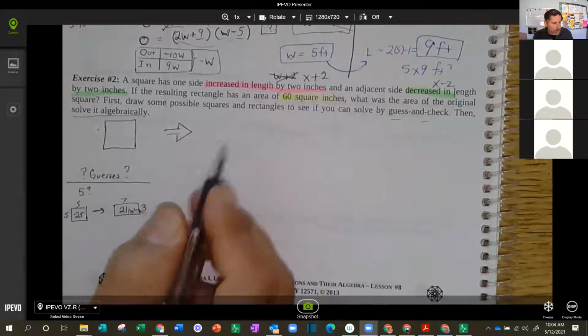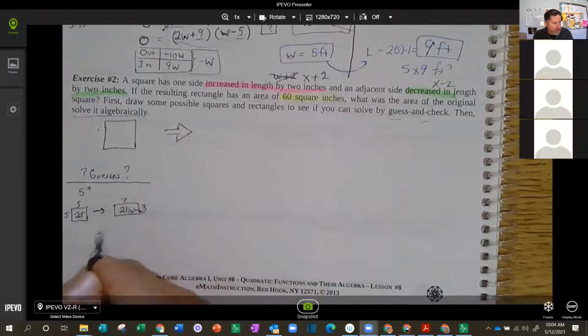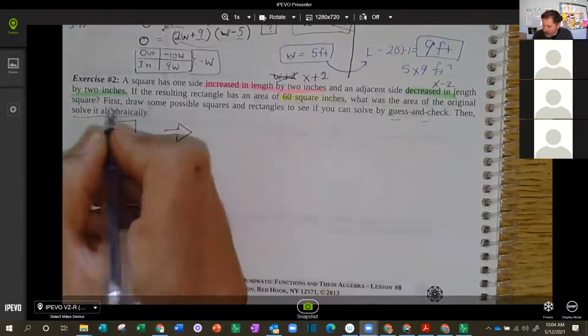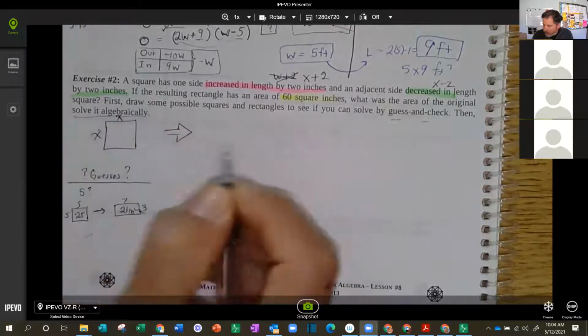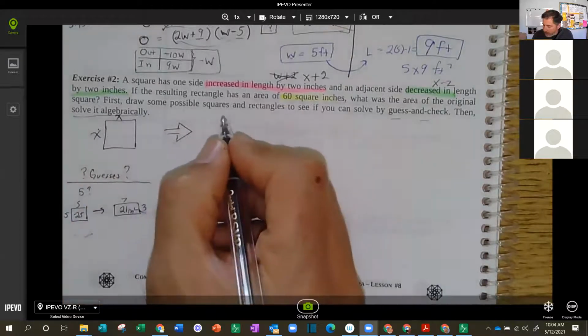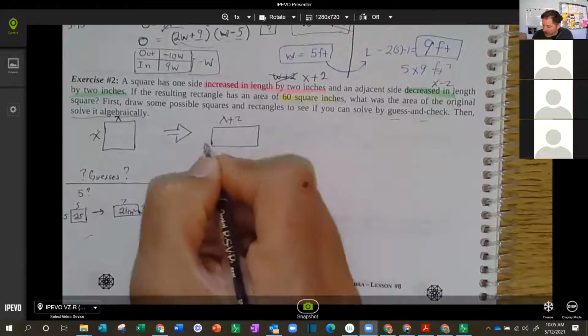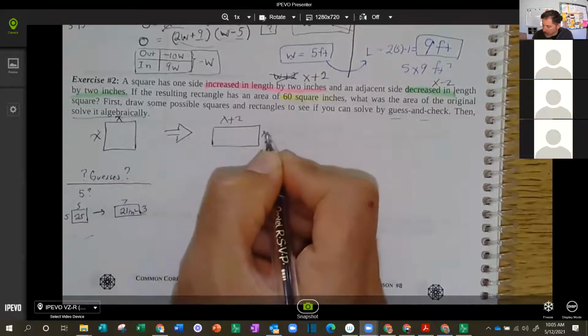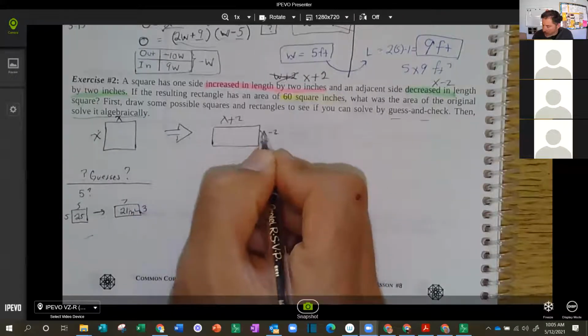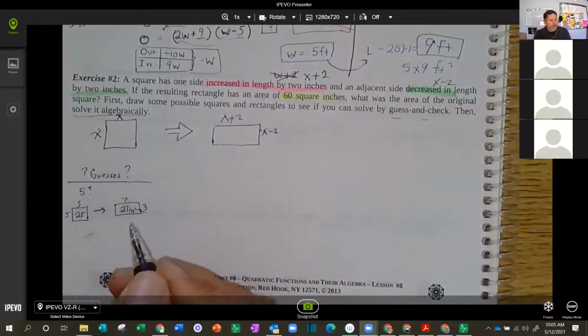You noticed we wanted it to be 60. We guessed 5 and 5. I could keep trying like 7 and 7, 8 and 8, and maybe I'd find it. Let's just do it algebraically, see how hard it is. We've got x and x, and then we're going to increase the length by 2, right? And decrease the width by 2. So this is going to be x plus 2, and this will be x minus 2. Same way I found that 7 by 3.